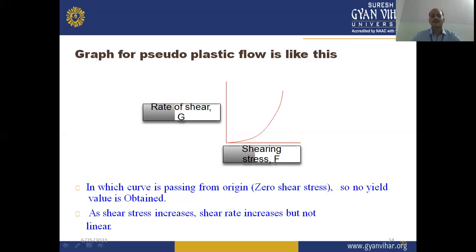is the curved graph or curved rheogram for pseudoplastic behavior or pseudoplastic flow, where the rate of shear and shearing stress is not directly proportional. So, in which the curve is passing from the origin with zero shear stress, so no yield value is obtained, as we discussed in our plastic system or Bingham bodies, and as shear stress increases, shear rate increases, but we do not obtain the linearity. So this is the characteristic rheogram for pseudoplastic type of flow behavior of different non-Newtonian systems.